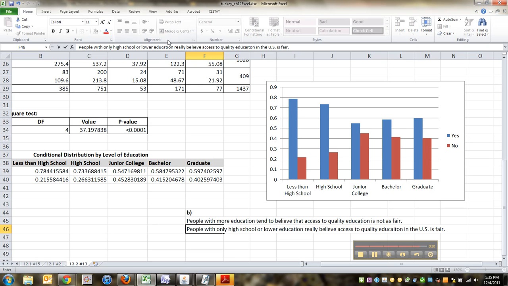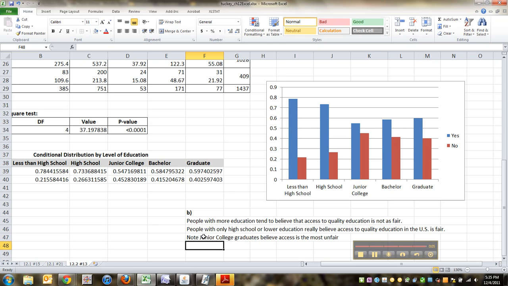There we go. So people with lots of education tend to believe that access to education in the U.S. is not very fair, especially the junior college people. Note, junior college graduates believe that access is the most unfair. Let's put it that way. Or most believe access is unfair. Let's put it that way.